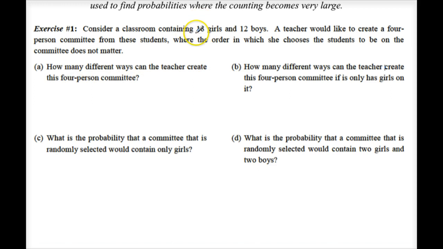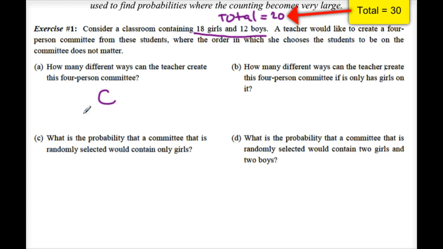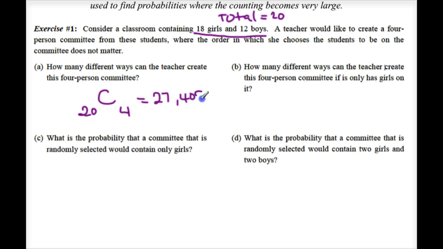So there are 18 girls and 12 boys, so the total here is 30. So I want to choose a 4-person committee, so a combination, the total is 30 and I want to choose 4, so it'll be 30 choose 4, and if you put this in a calculator you should get 27,405.